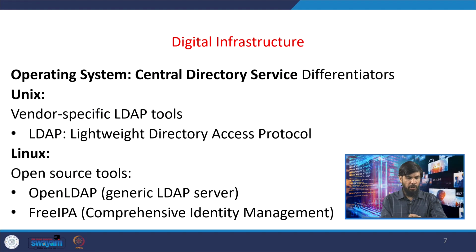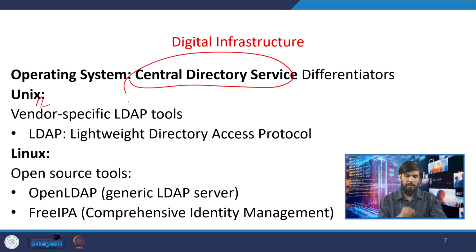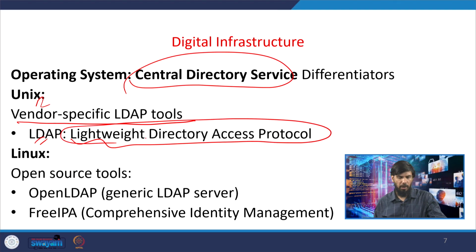Then if we look at Unix for the central directory service part, there are vendor specific LDAP tools, right, because there are different vendors for Unix as we talked about: IBM, HP, Sun and Oracle. So what do we mean by LDAP? The full form is Lightweight Directory Access Protocol. This is another tool for managing directory service, which is mainly used by Unix. There are different versions for different kinds of Unix flavors.